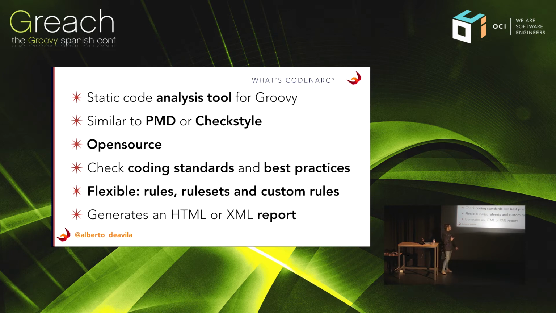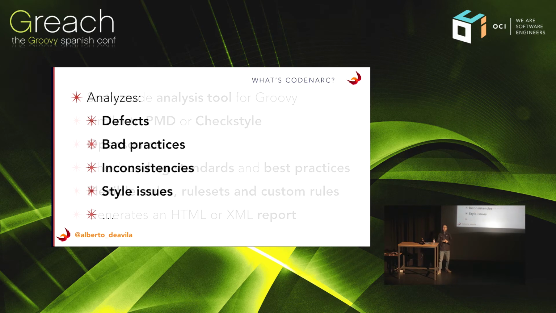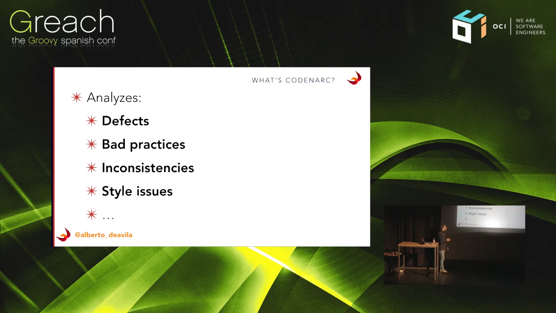This tool is very flexible because you can use only a specific rule or an entire rule set, or even create custom rules that you want to apply in a specific project or with your team. And you can generate an HTML or XML report with the failures of your project. So what can Codenarc analyze? It can analyze defects, bad practices, inconsistencies, style issues, and many other things.